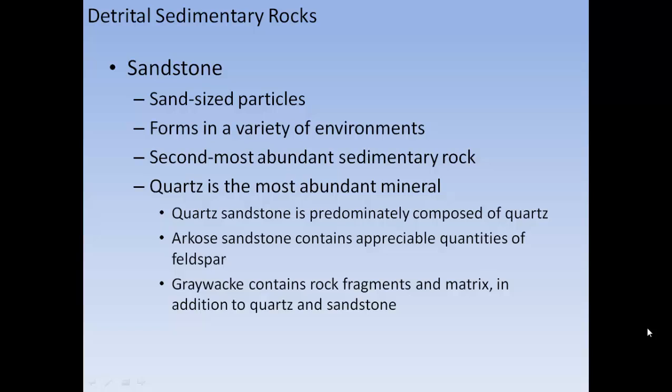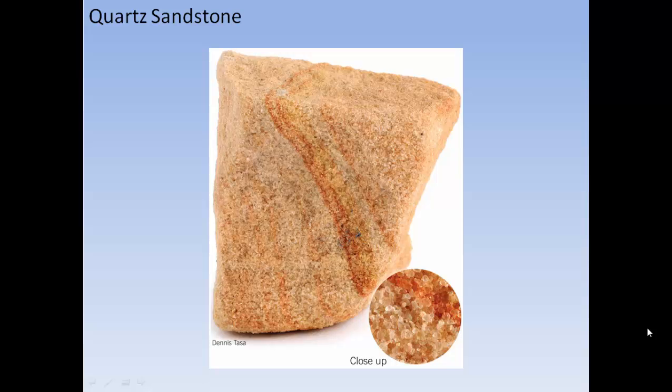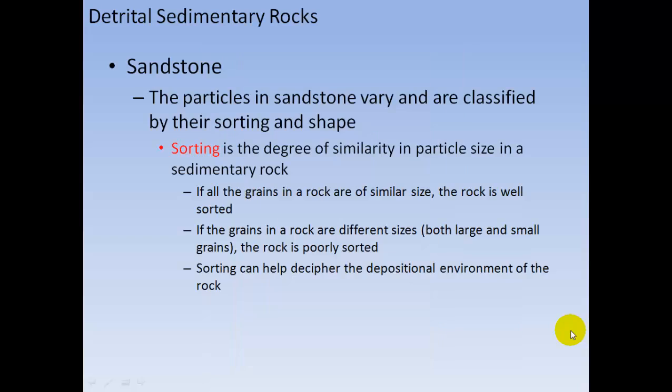Sandstone, made from sand-sized particles, forms in a variety of environments. It's the second most abundant sedimentary rock. Quartz is the most abundant mineral in sandstone. Quartz sandstone is mostly quartz. Arkose sandstone has a large amount of feldspar. Greywacke contains rock fragments and matrix in addition to quartz and feldspar. Here's a picture of quartz sandstone, and here you see a close-up, see the little sand grains. Quartz is in there.